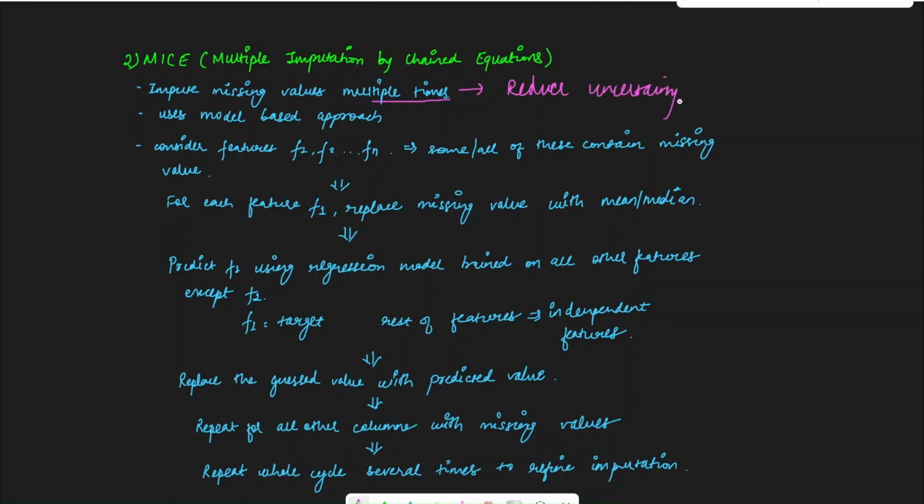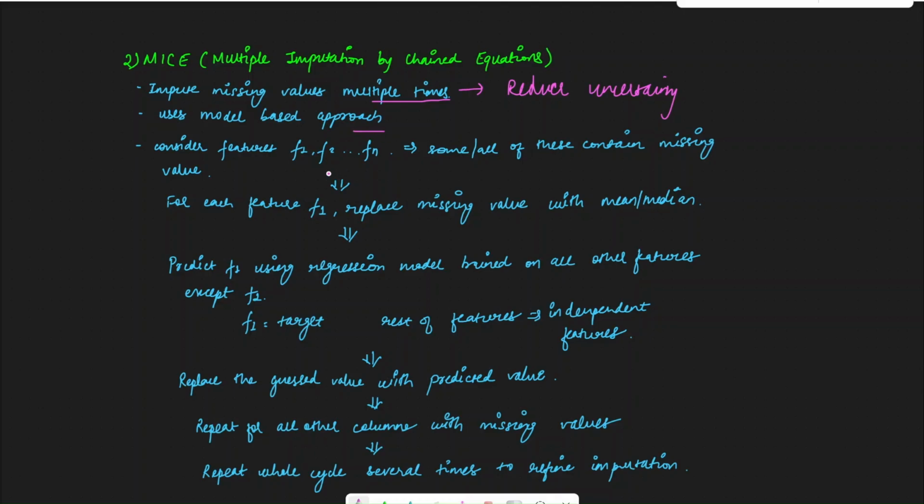When we are doing all of these imputations, we don't know what the actual value is for that missing value. We're just trying to be as close to the actual value as possible. So if we predict that value multiple times, and it keeps coming around the same value, then we know that this is very close to the actual value, because consistently it is coming out as the same value. That is how we are able to reduce the uncertainty. This is also a model-based approach like KNN.